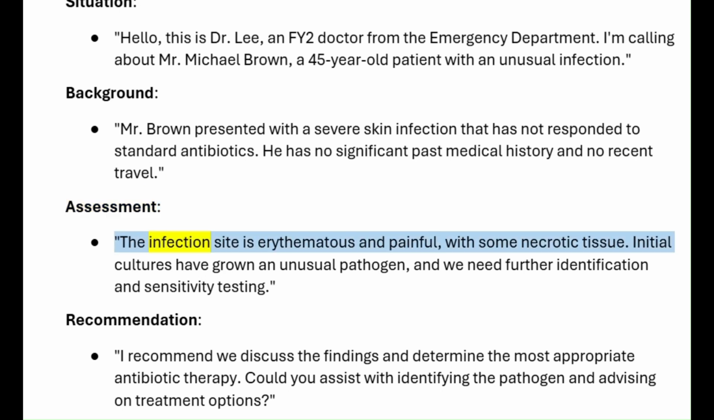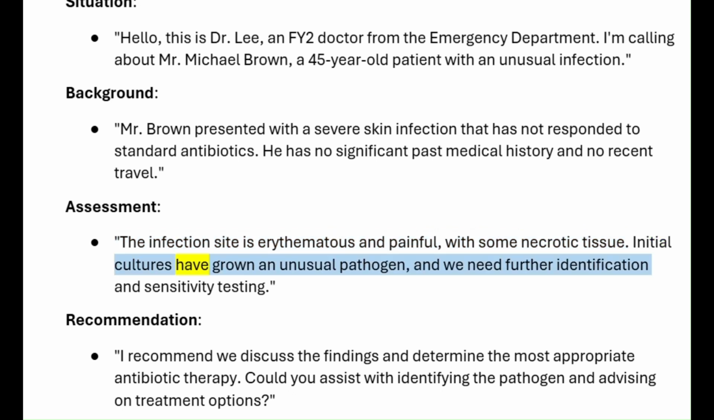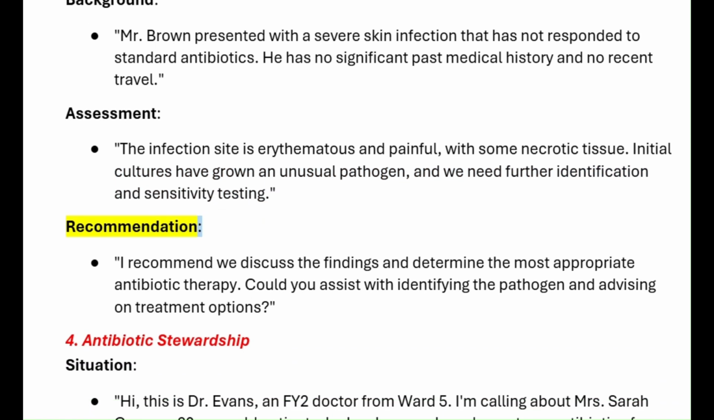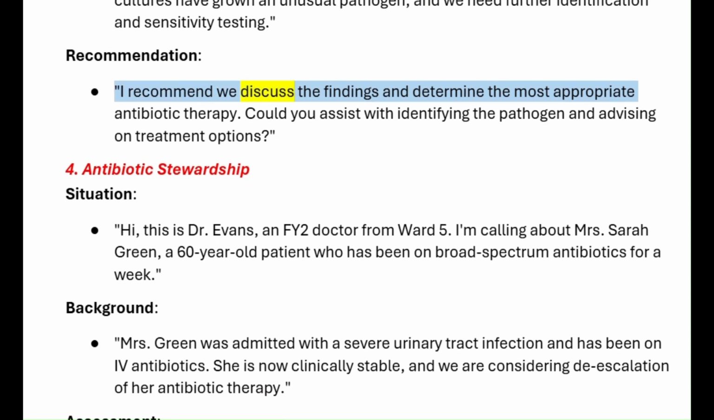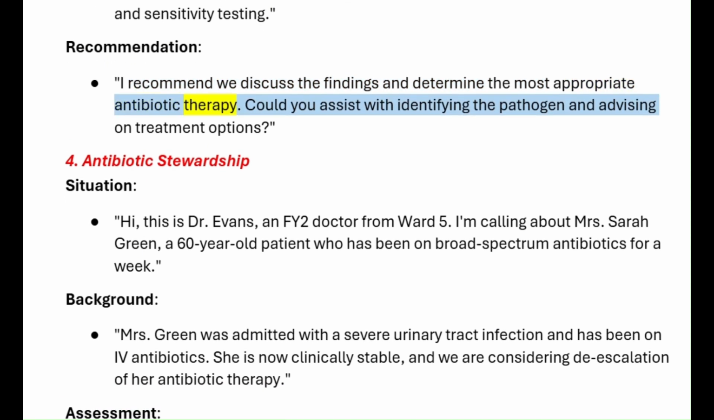Assessment. The infection site is erythematous and painful, with some necrotic tissue. Initial cultures have grown an unusual pathogen, and we need further identification and sensitivity testing. Recommendation. I recommend we discuss the findings and determine the most appropriate antibiotic therapy. Could you assist with identifying the pathogen and advising on treatment options?